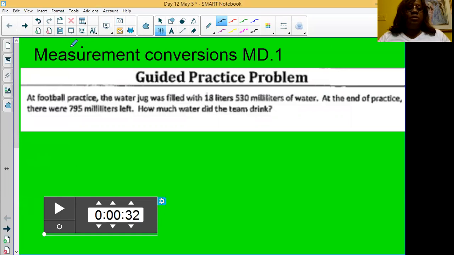All right, today we're going to do measurement conversions. So we're going to be doing things like going from liters to milliliters, and kilograms to grams. So again, this should be a review.